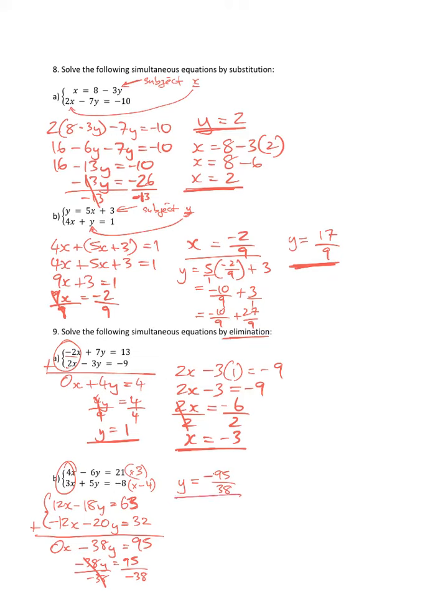That's one of the variables. I need to work out what the other variable is. Plug it into the original equation. 3x plus 5y's, which was negative 95 on 38, is equal to negative 8. Expand the brackets. 3x, 5 times by negative 95 is going to be negative 475 on 38. Why? Because 5 is 5 over 1, is equal to negative 8.